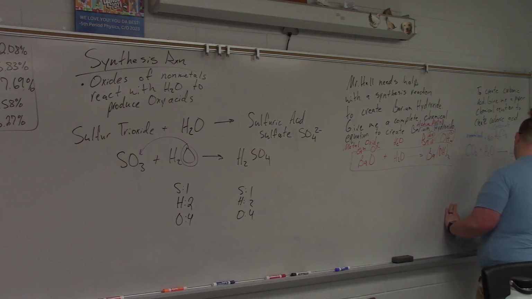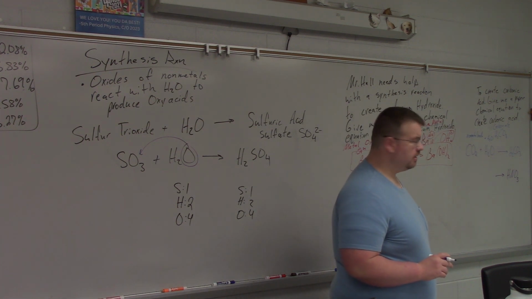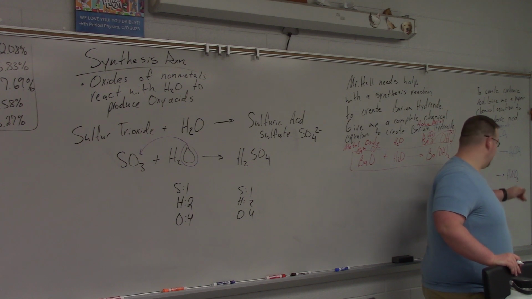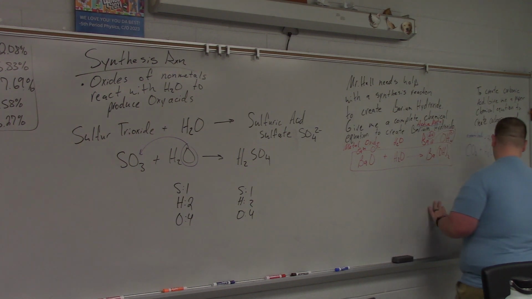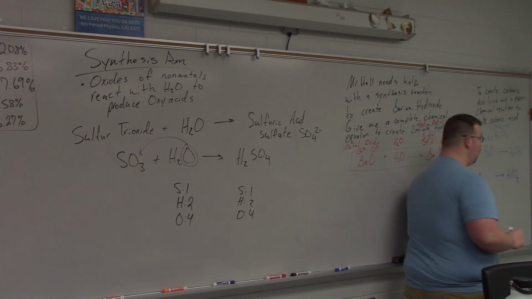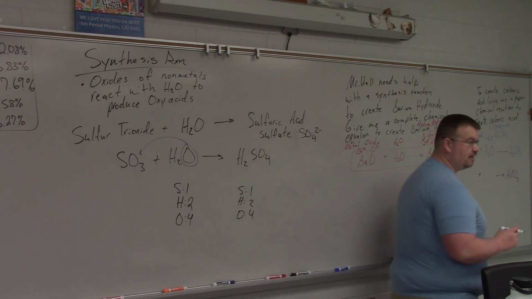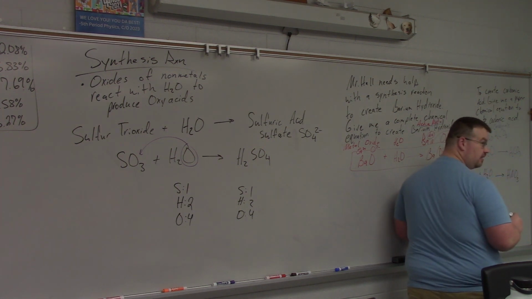Let's say I made nitric acid. Okay, so nitric acid, the anion for that is nitrate. So if I do that, what two things must I have? H2O and a non-metal oxide.